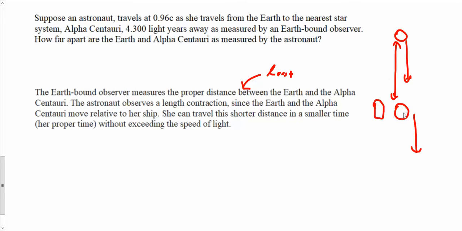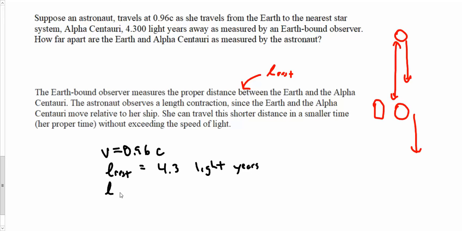The person on Earth measures this length as 4.3. She's going to measure this length differently because this length to her is moving. So, I'm going to change colors. The velocity is 0.96 c. The rest length is 4.3 light years. And I'm looking for the moving one.